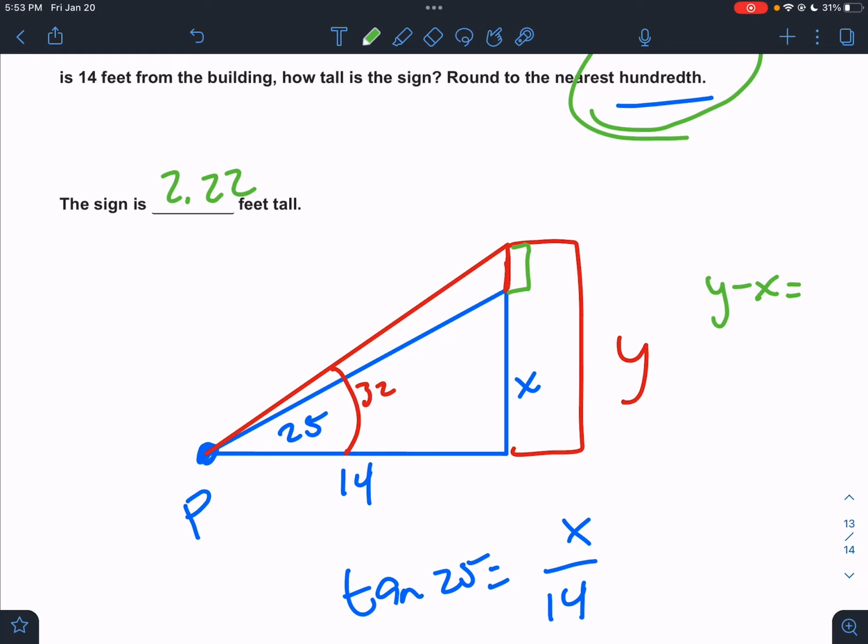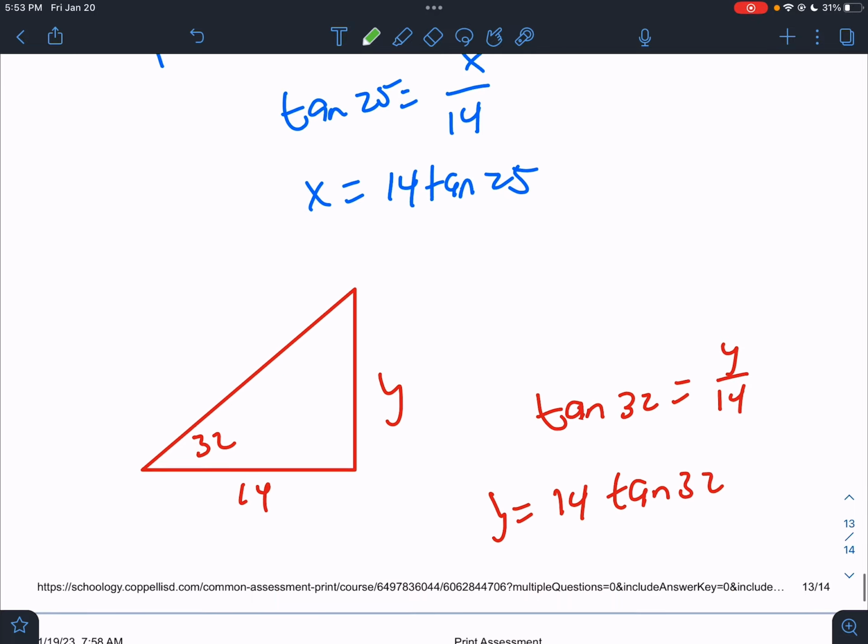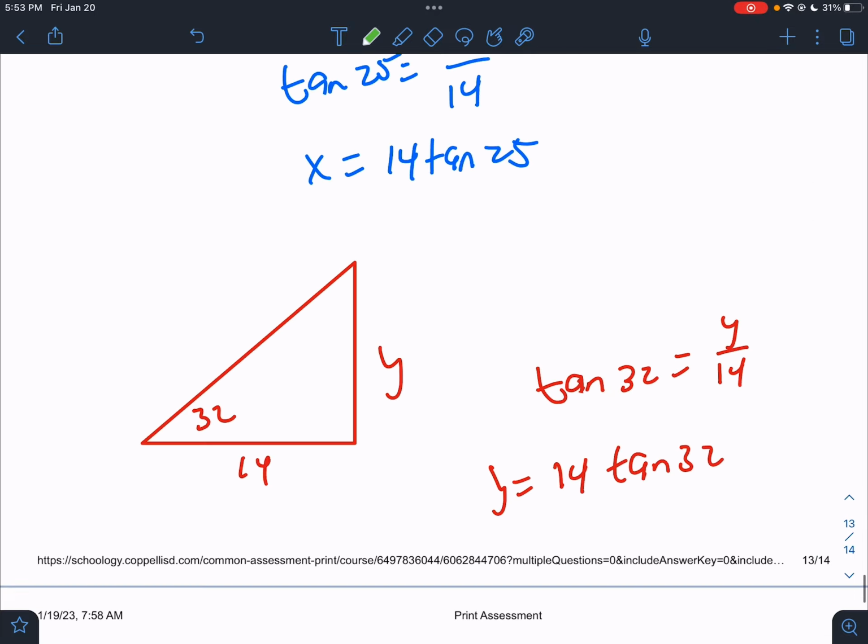2.22. That's a lot of twos. Do you guys have a tutu? I've never worn a tutu. I'm sure someone has. That's the last one.